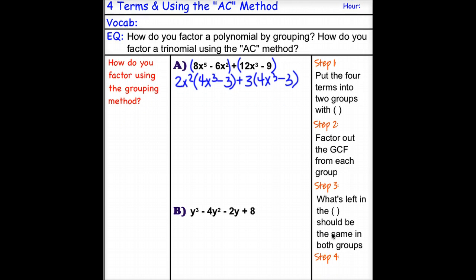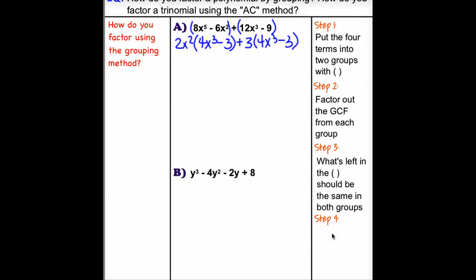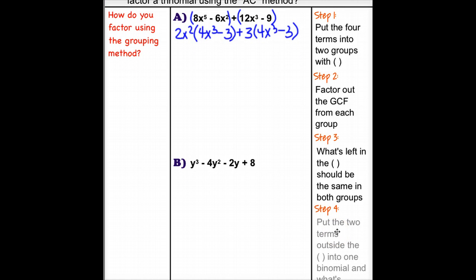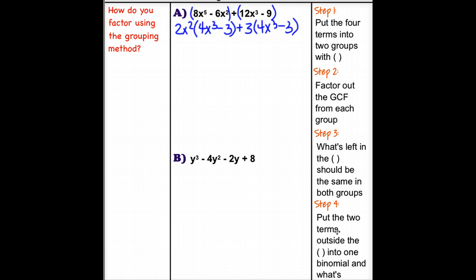And so then I'm going to scroll up a little bit so we can look at this step 4. Step 4 is going to be to put the 2 terms that are outside the parentheses into one binomial, and what's left should be in the other set of parentheses. So in our case here, if I factor out a GCF of sorts, that gives me that 4x cubed minus 3. And so I'll put that in one set of parentheses.